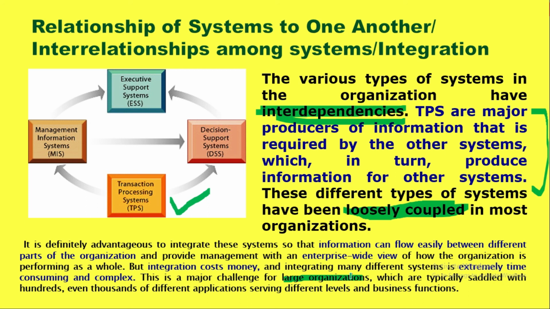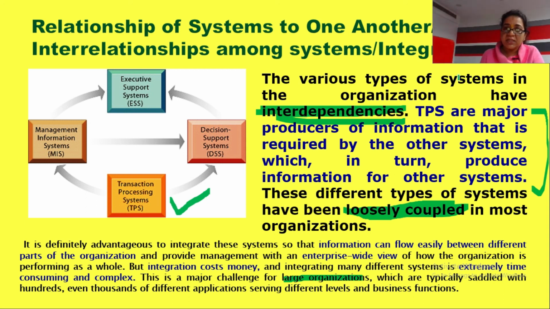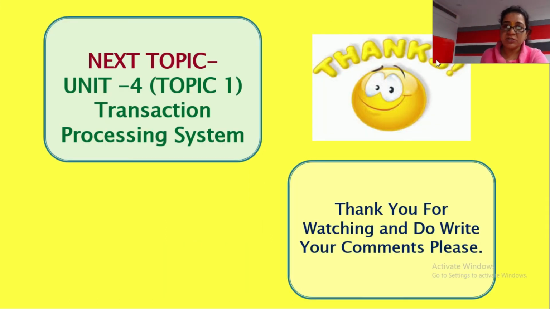So that hundreds, thousands of different applications at different levels and different business functions can be integrated to get the maximum profit from it. This question comes in the examination, that what is the relationship between the different kinds of information systems, or how to integrate the various information systems to get the maximum profit or benefit from them. So this is all about information systems today, and we'll be talking about transaction processing system in the next lecture.